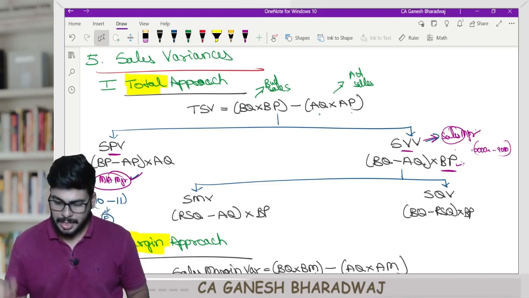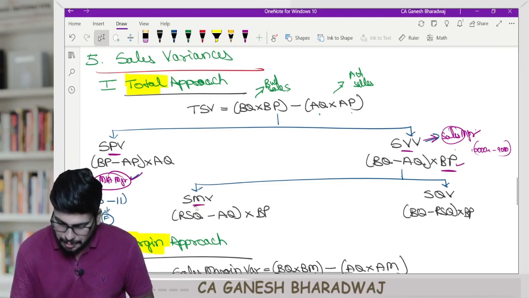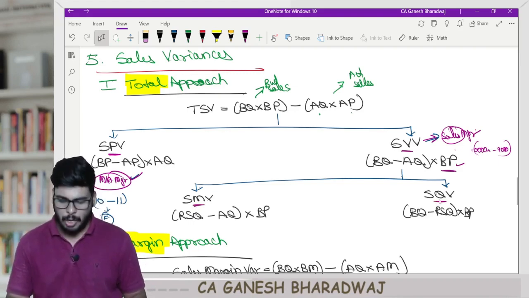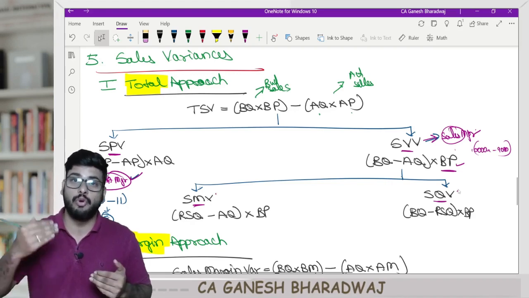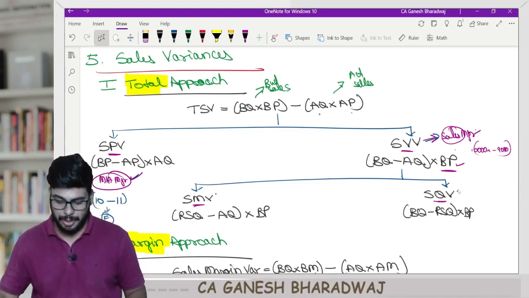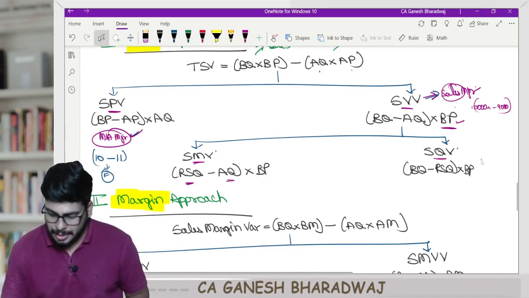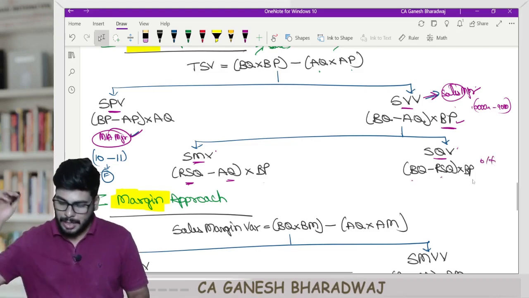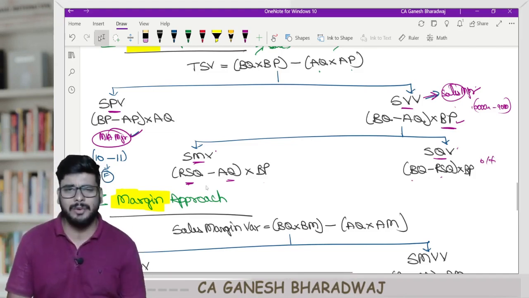Clear with this, guys? Now, the volume variance can be further classified into sales mix and sales quantity variance. When will you have these two bifurcations? When the company is dealing in more than one type of product. Are you clear with this? So here, what is the formula? Revised standard quantity minus actual quantity into the budgeted price, and this is going to be the balancing figure. The budgeted quantity minus revised standard quantity into budgeted price.